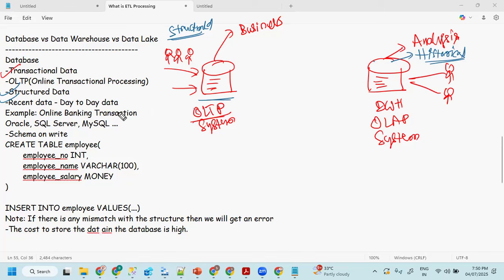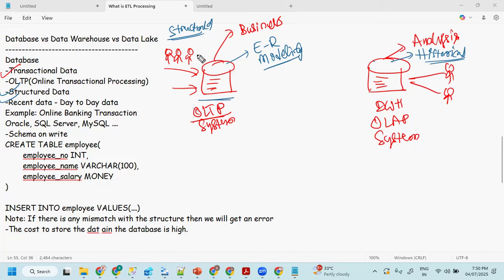For example, you can take online banking transactions, Amazon applications, Flipkart applications, insurance, any business in the market. In order to run any business, they definitely need to have a database called the OLTP system. To design this system, they use ER modeling. ER modeling means entity relationship modeling. The modeling decides whether it is an OLTP system or not.